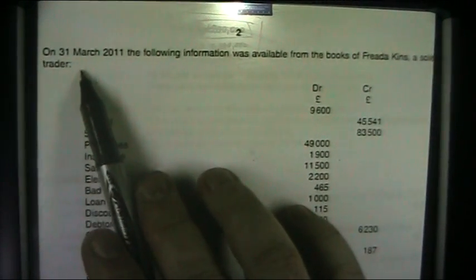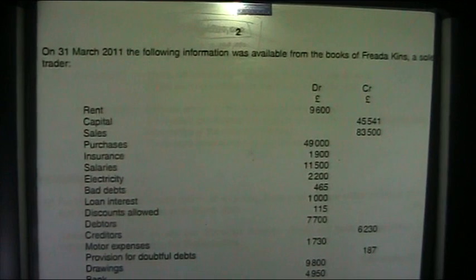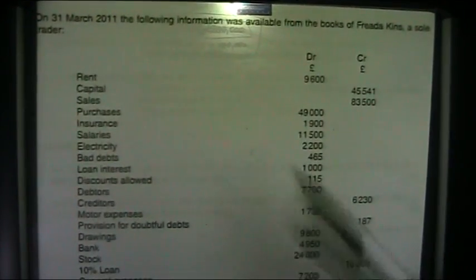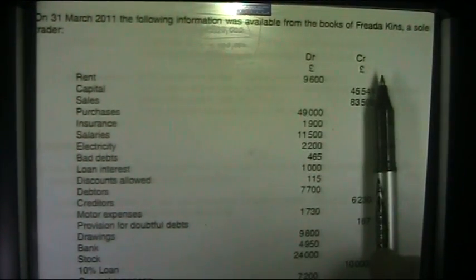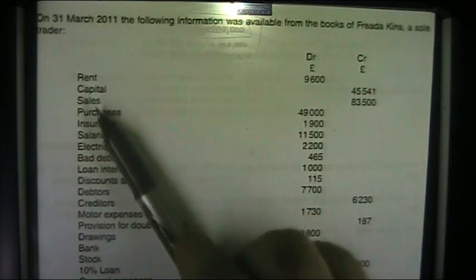When you open the paper, it's important that you read exactly who this relates to. Okay. So on the 31st of March 2011, the following information was available from the books of Freda Kins, a sole trader. She works on her own, Freda. And below, obviously, we've got the trial balance here with our debits and our credits, okay? And then all of the items down the left here.